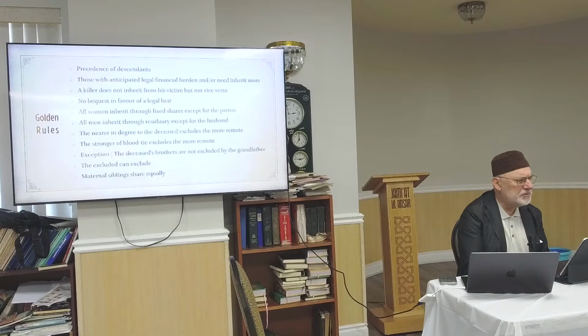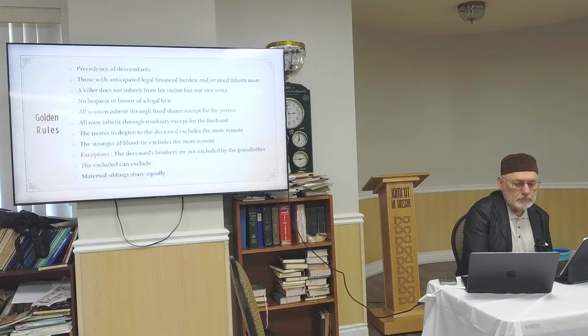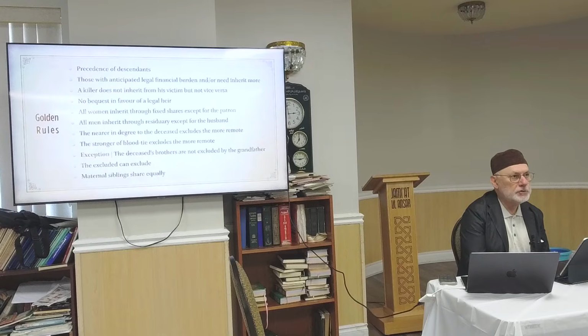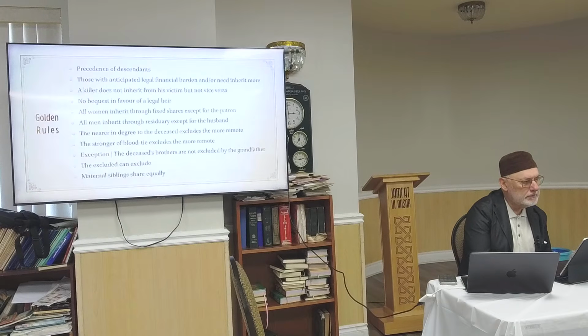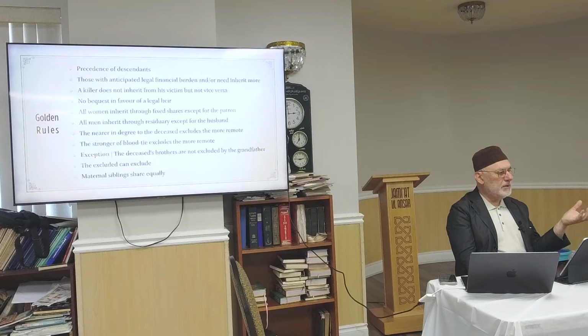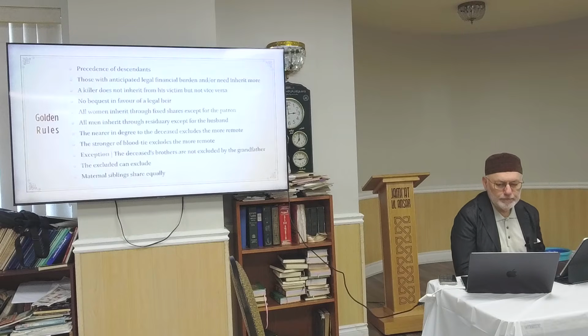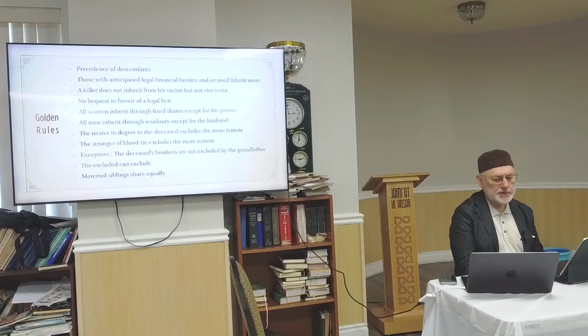The grandfather is very tricky. Grandfather and grandmother are tricky. Grandfather is stubborn. He always gets something. He pokes his nose into everything. Now, exclusion is a very important chapter, and we will see that the excluded can exclude. Although they are excluded from the mirath, by their mere presence, they can exclude others from inheriting. Maternal siblings share equally. They get a one-to-one ratio.